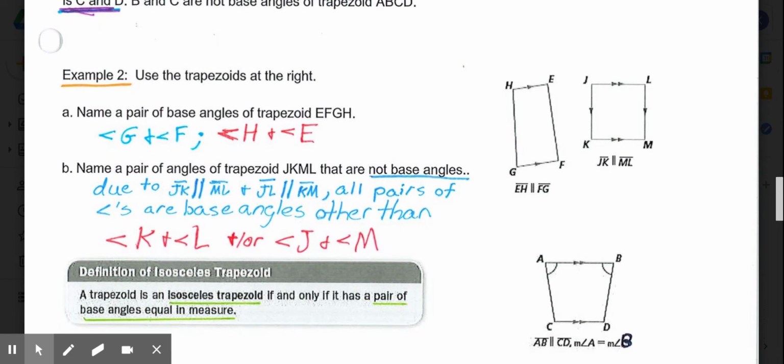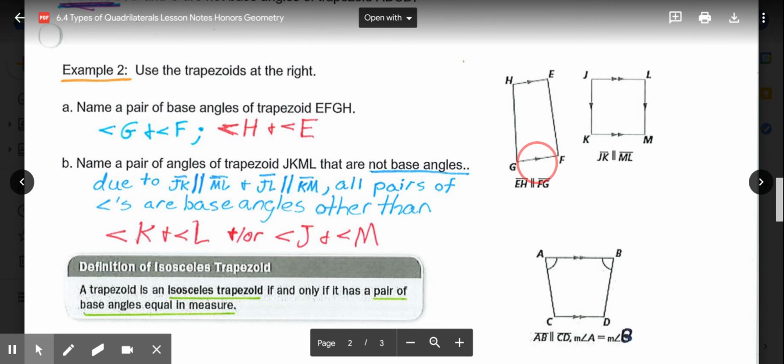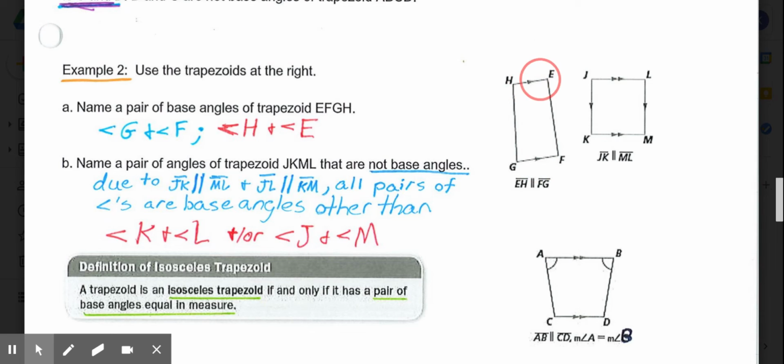Now, example 2 tells us to use the trapezoids at the right. Name a pair of base angles of trapezoid EFGH. In this case, GF is parallel to HE, so those are my bases. Base angles on the bottom would be G and F. Base angles on top are H and E.